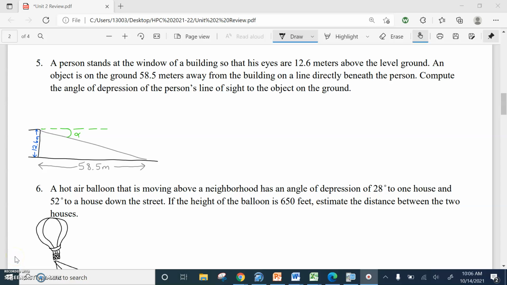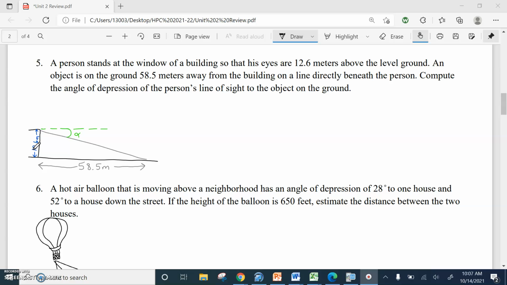All right, picking up where we left off on the Unit 2 review, we're on number 5. Number 5, again, has a good example where we want to make sure we have the picture set up correctly. We understand what goes where. So number 5: a person stands at the window of a building that is 12.6 meters above level ground. That's that 12.6 there in blue.